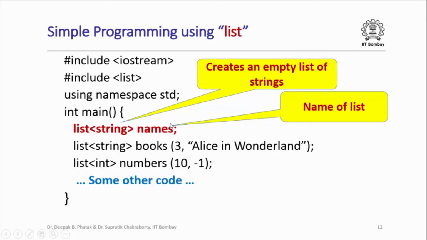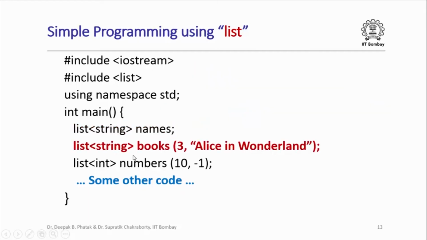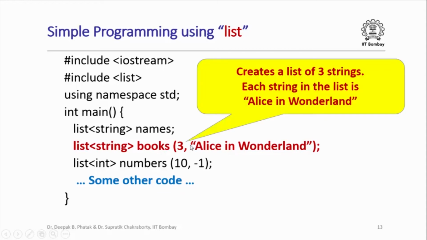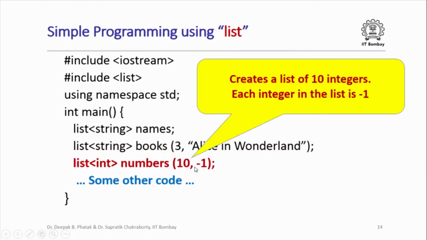However, I have not specified the size of the list, so this is basically going to create an empty list of strings. The second declaration says that this is also going to be a list of strings. However, this list, whose name is books, will contain 3 elements, and each of those 3 elements, which are strings, will be initialized to Alice in Wonderland. The last declaration here basically creates a list of integers.